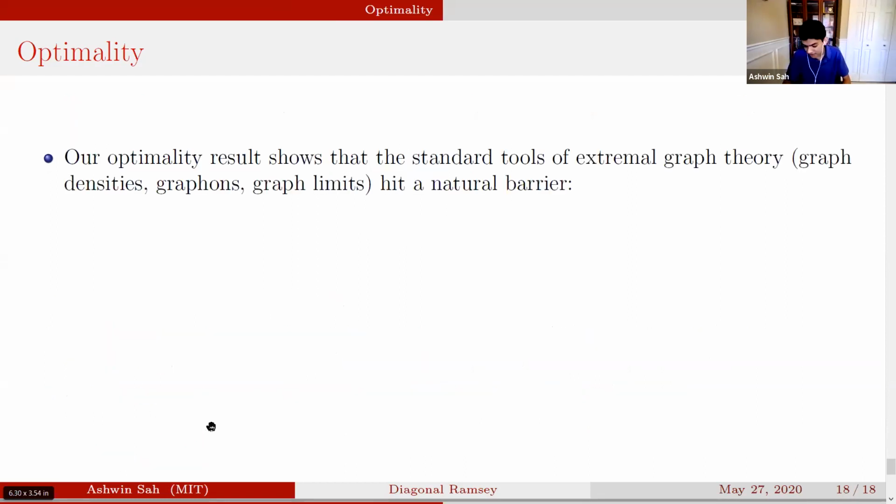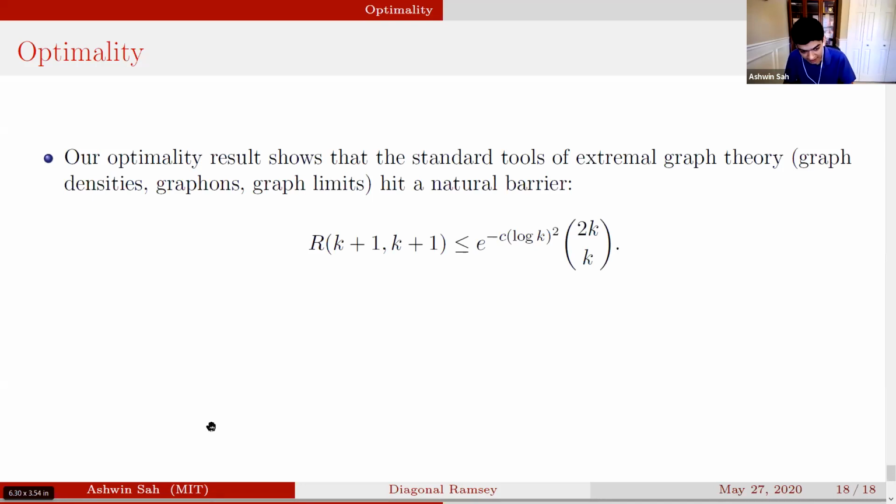Okay, so just in summation, this optimality result, this effective quasi-randomness, shows that the standard tools of extremal graph theory that have been developed, like graph densities, graphons, graph limits, etc., looking at these graph densities and quasi-randomness trying to drive these contradictions. If you forget a lot about the Ramsey graph, except for every single graph density inequality that you get from these sorts of arguments, in some sense, you're going to hit a natural problem, which is present to you guys today.